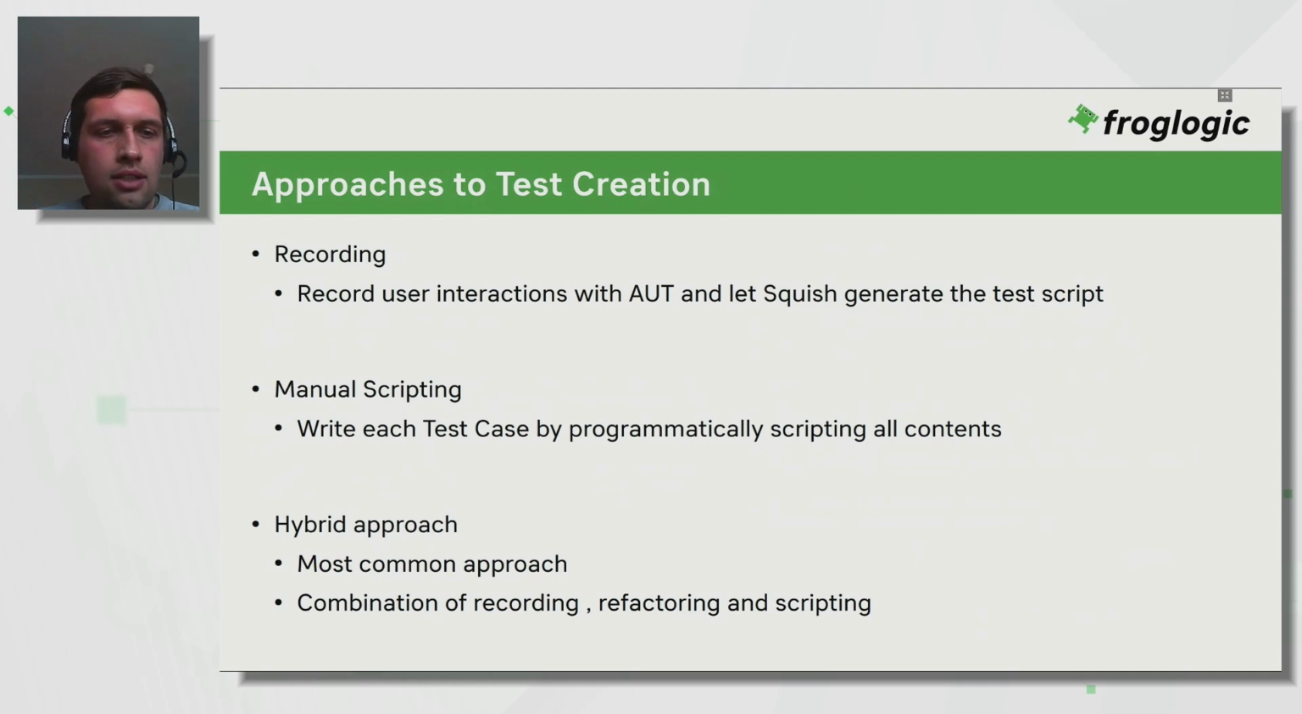The most popular approach is a hybrid. So you do some recording and then you refactor your code, you do some scripting to have your test nice, modularized, and easy to reuse in a different situation. Going back to the recording, there is no need to always record the entire test case. You can just record a small part of it. So you can just record small snippets. If you want to extend an existing test case, there is no need to record the whole test case.